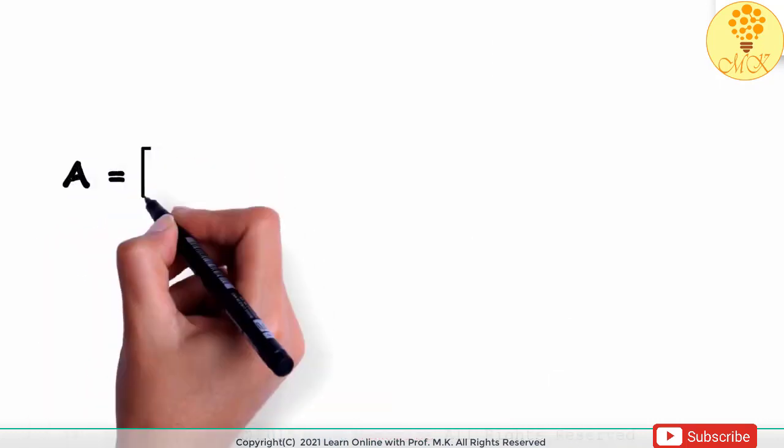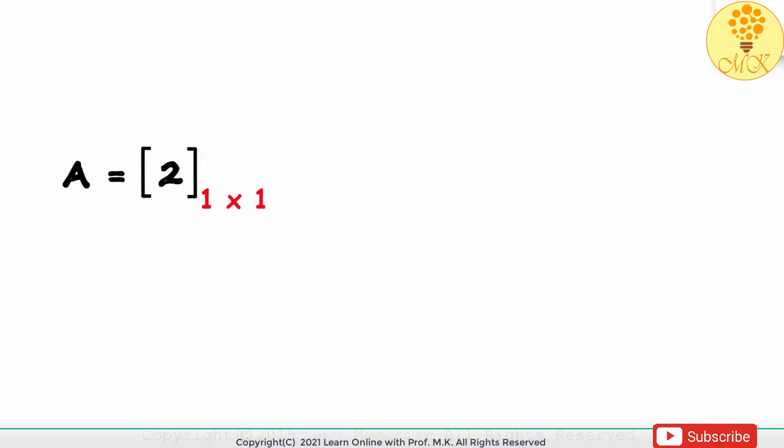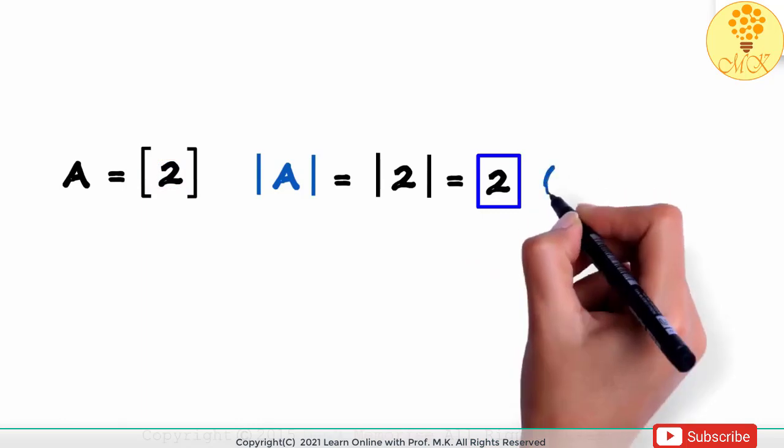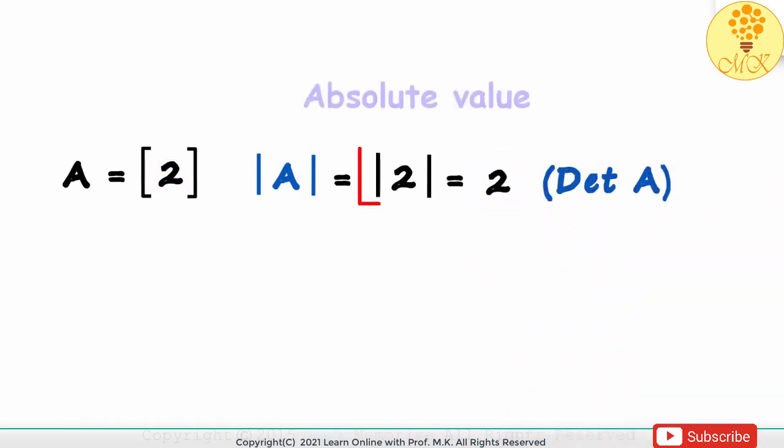How do we find the determinant of matrix A? It is a 1 by 1 matrix, one row and one column. What is the determinant of A? As there is just one element in the matrix, it will be written as the determinant of that element. Determinant of 2. What is this equal to? The determinant of a 1 by 1 matrix is equal to the only element that is present in the matrix. Here the only element is 2, hence the determinant of matrix A will be 2. This is the determinant of matrix A. Do not misinterpret it as the absolute value of 2.